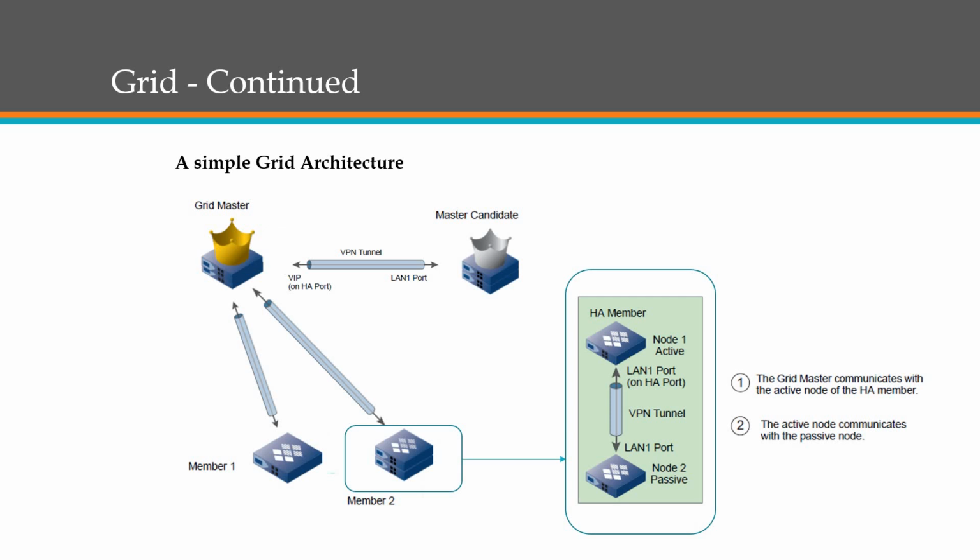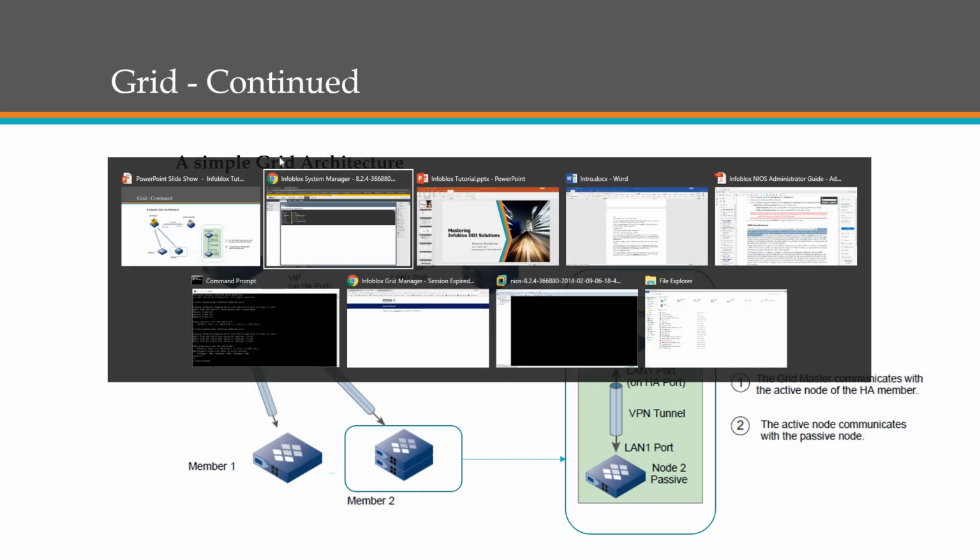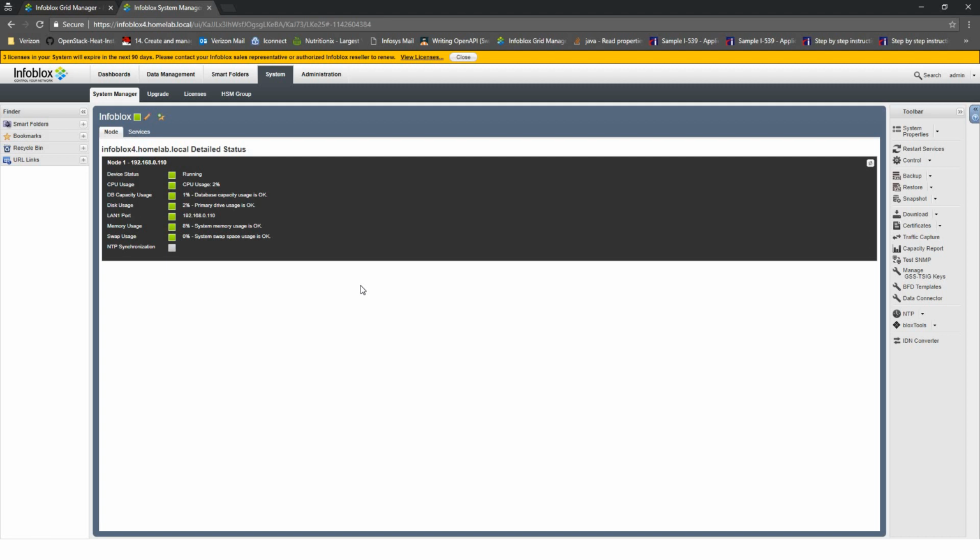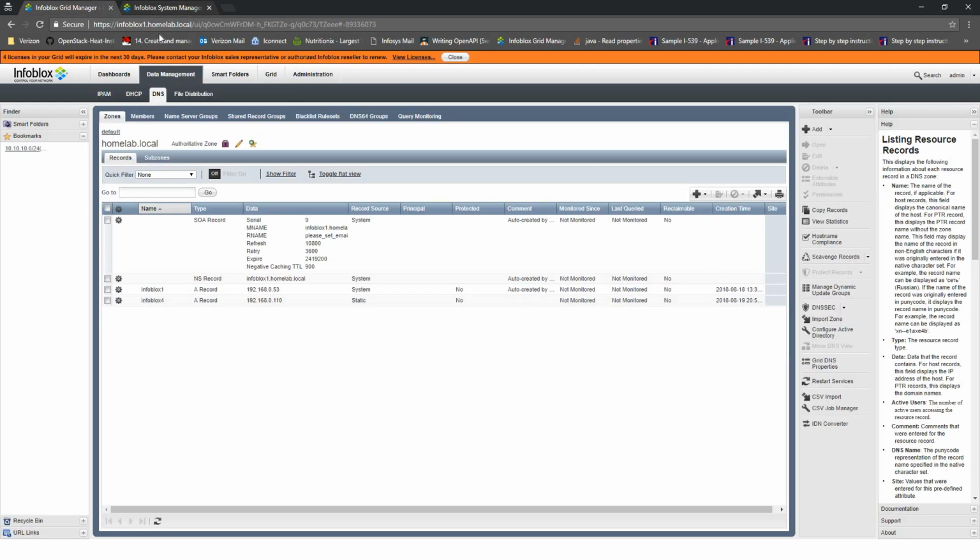Now I'm going to show you how to add an appliance as a member to an existing grid. So let's get to Chrome. The one that I showed you here is actually a standalone deployment. I'm going to convert this into a grid by adding a grid license, and then I'm going to add this Infoblox 4 into this grid, that is Infoblox 1.